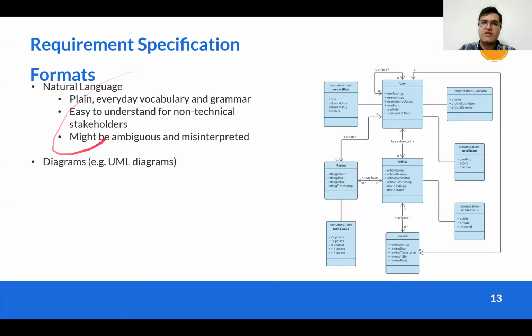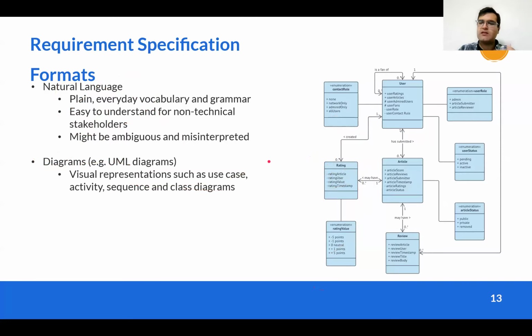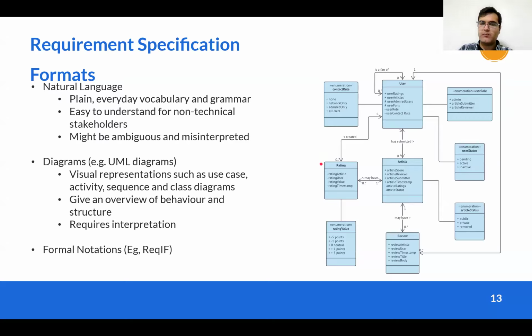So you could use natural language or you can use diagrams, for example UML diagrams, Unified Modeling Language diagrams. It's a visual representation of use cases. You have use case diagrams, activity diagrams, sequence diagrams, class diagrams, all describing different properties of the system. So it gives you an overview of how the system will behave and how it will be structured. Of course, you need to know how to interpret the diagram.